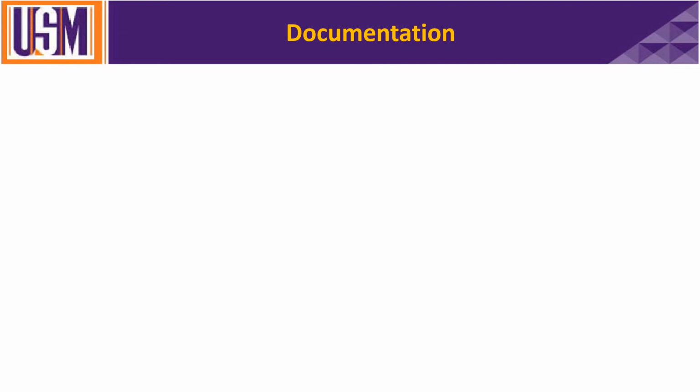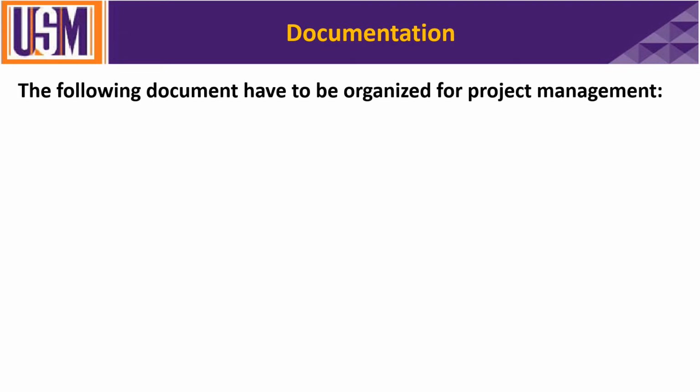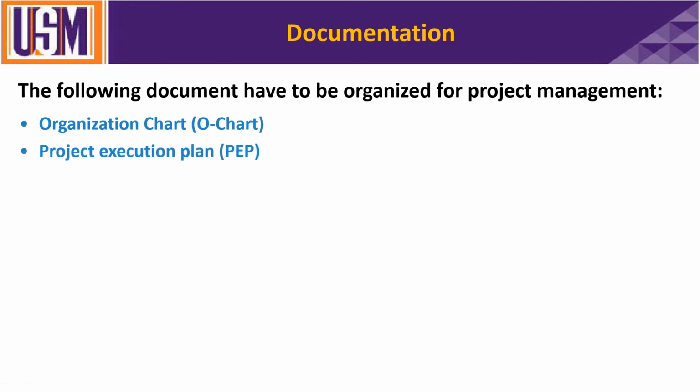So the documentation for project management, the following documentation has to be organized for the project management. So first you will have the organization chart. This is the general documentation, your organization chart or O chart, the ranking, the hierarchy of your company, the responsibility levels from management to supervision to operational and so on. Then you'll have the project execution plan.